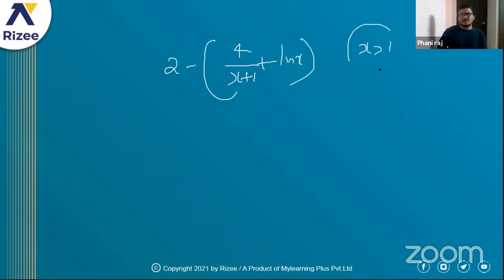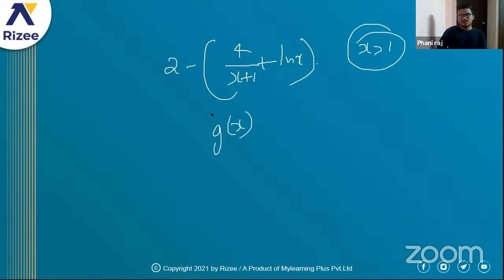If x is greater than 1, ln x is always positive. This is also always positive, and they are increasing. They are always positive, right? So log of x is increasing, this is decreasing, but still it's positive. It adds some value always. Increasing plus some value, increasing plus some value. So there is a point for which they cross even 2.